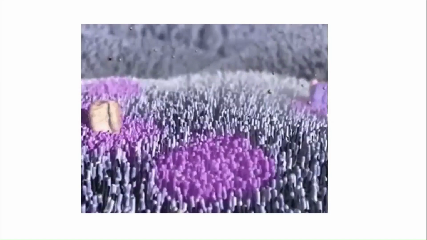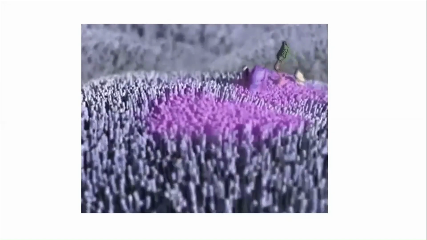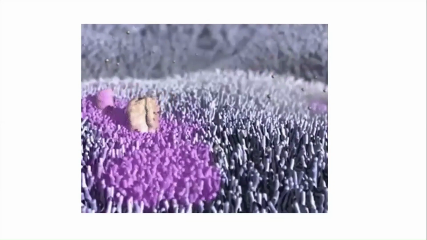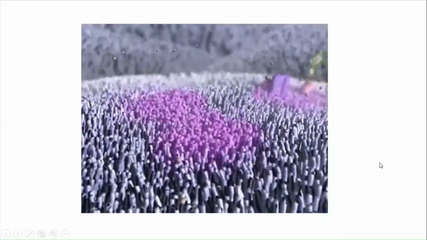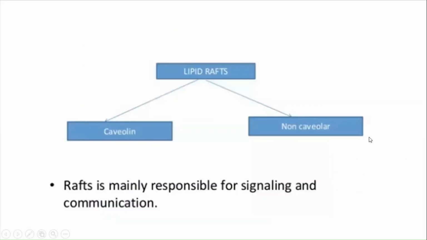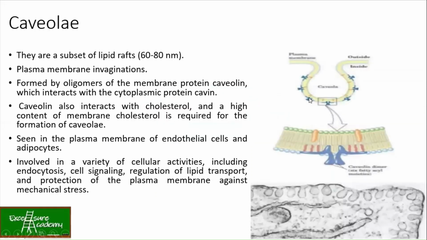Clear? So this is just for your clear imagination, like how on the surface of the cell membrane these rafts are moving. Is it clear? Yes? Yes, ma'am. Okay. So now lipid rafts, there are two types, made up of caveolin and non-caveolar. So what are these? These are the proteins again. Okay? Now caveolae, non-caveolar means there is no protein needed there.